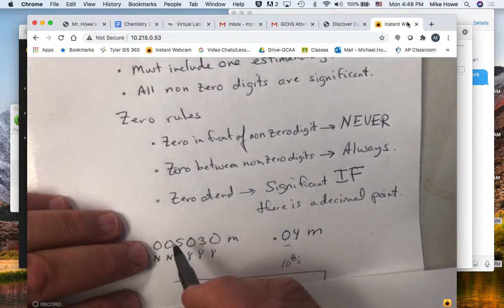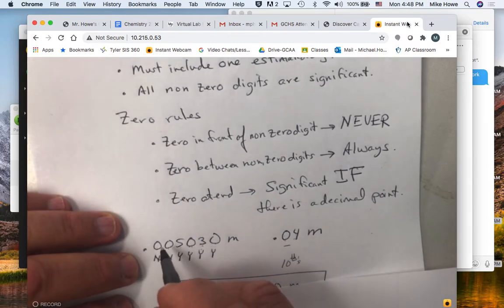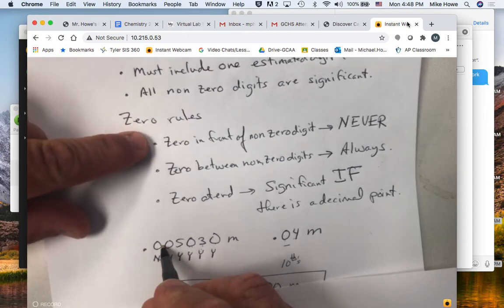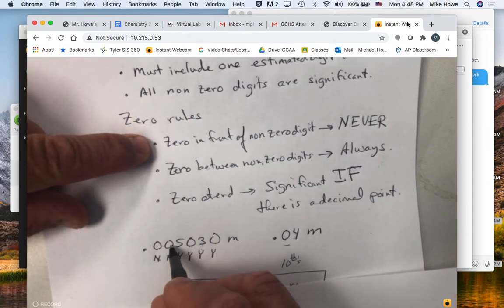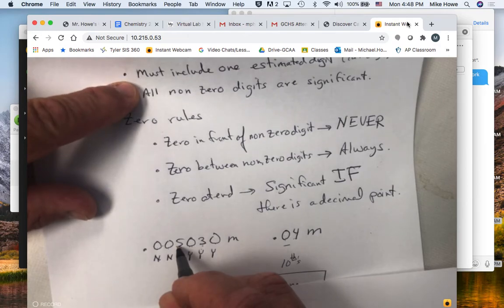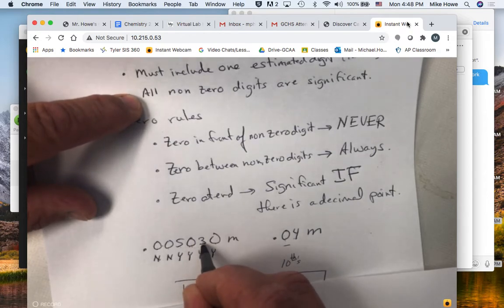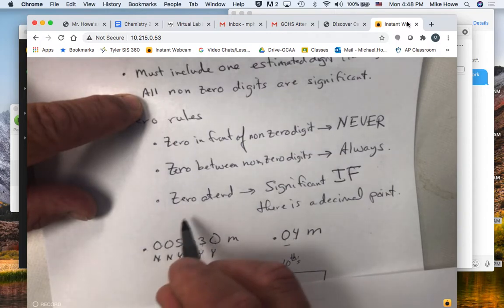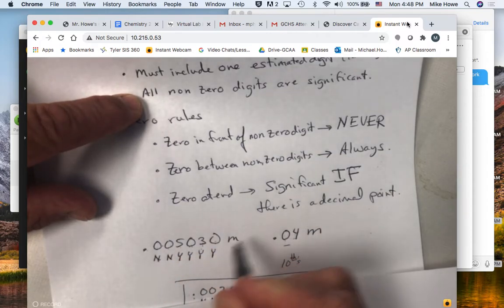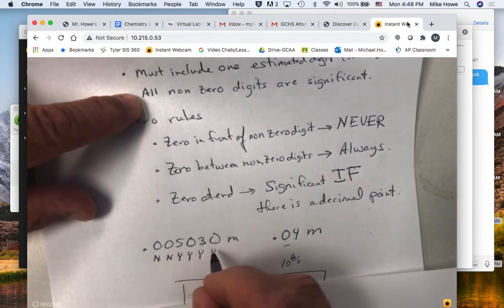So like looking at this one and analyzing it, this zero here was a zero in front, so according to that rule, it's not significant, and the same thing is true for that, because both of these numbers are in front of non-zero digits, so those are both not significant. This 5 is a non-zero, and all non-zero digits are significant. This 0 is between two other numbers, so that makes it significant. This 3 is a non-zero digit, so that makes it significant. And this 0 is at the end, but there is a decimal right here, so it's significant if there's a decimal point, so yes. So in this case, there were 4 significant digits.